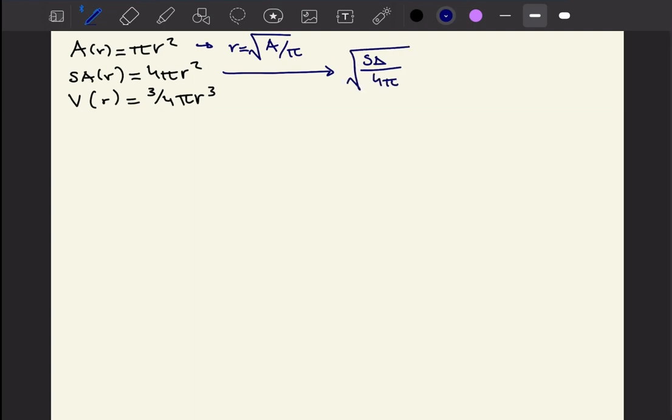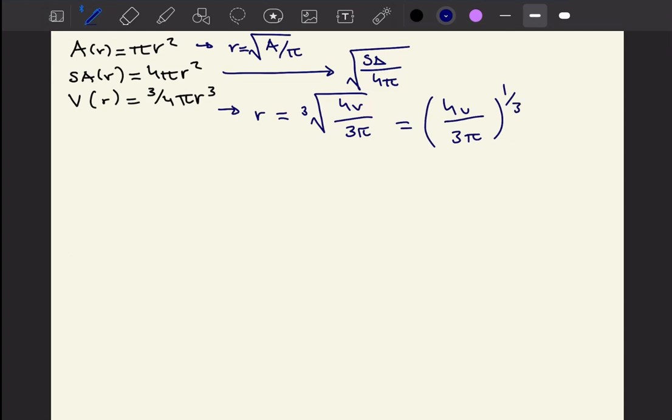Right? And then last but not least, what is radius in terms of volume? Well, you're dividing the volume by 3/4, so you have 4 volume over 3, and then you're also dividing it by pi, and then you're cube rooting that. So what that gets us is the cube root of 4v over 3 pi, and to make this a bit cleaner, I would just write it (4v over 3 pi) to the power of 1/3, so you don't have to draw the root sign every time, but it makes no difference.